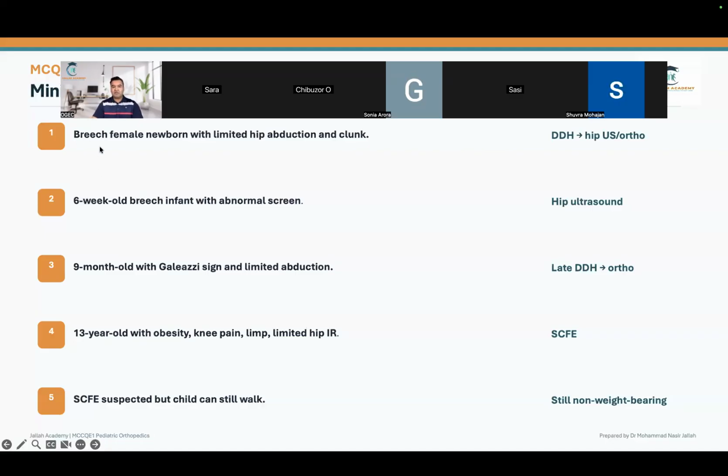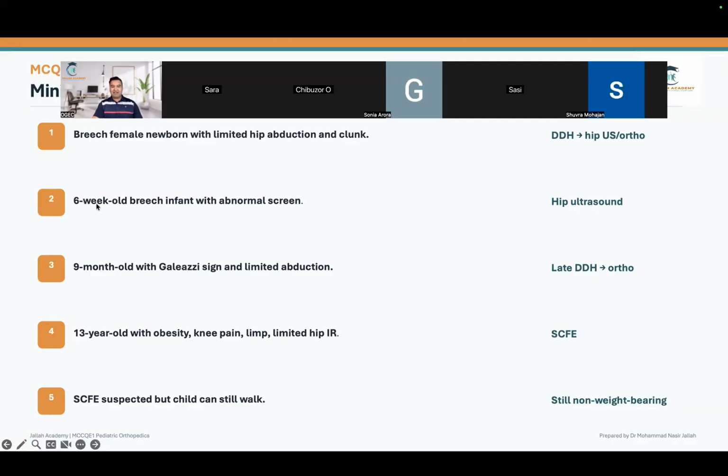So you have a breech female newborn with limited hip abduction and a click. What is it? DDH, developmental dysplasia of the hip. So what do I do? I can do either ultrasound or X-ray. Now, based on the age, I have to decide. Less than 4 to 6 months, ultrasound. More than 6 months, X-ray and orthopedics.